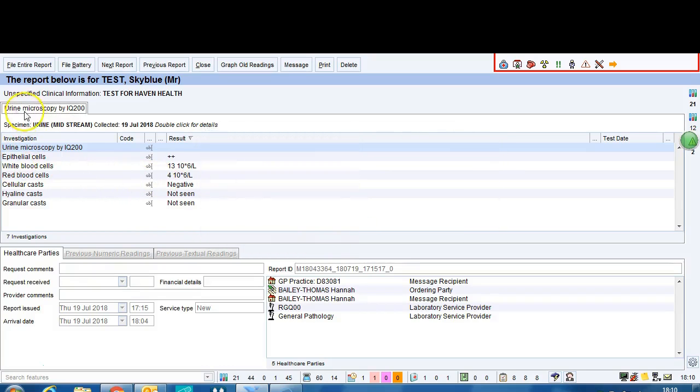When you're looking at this microscopy, ignore everything else on this page apart from white blood cells or red blood cells. That's it. Don't worry about cellular casts, Harlan casts, granular casts, epithelial cells. They will either be negative or positive. Now this is a really annoying result because it's slightly in the middle, equivocal. I would just leave that alone, to be honest. We'll just ignore that.